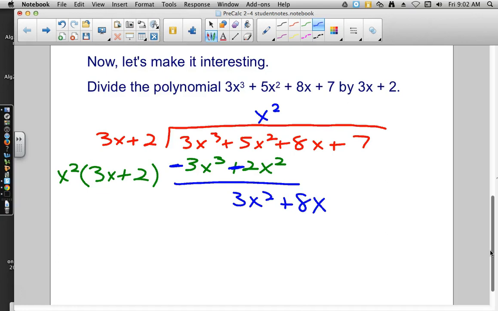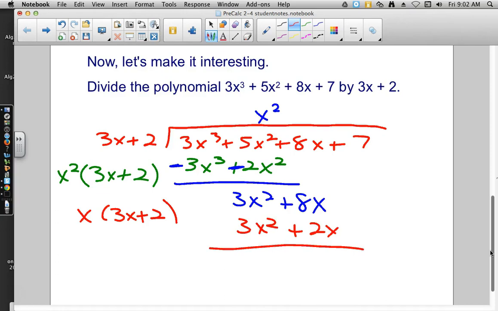So now, we're back over here with our 3x plus 2. And we only focus on the first term. So what are we going to multiply that by? Just x this time? Okay. So x times 3x, yep, that'll give us 3x squared. And then x times 2 plus 2x.